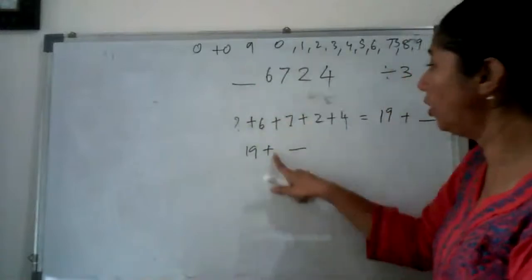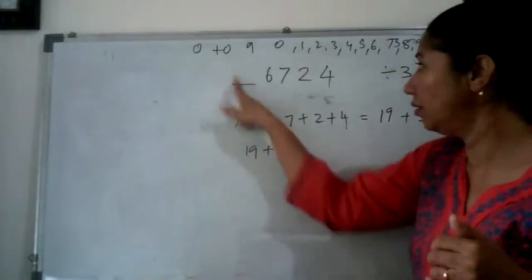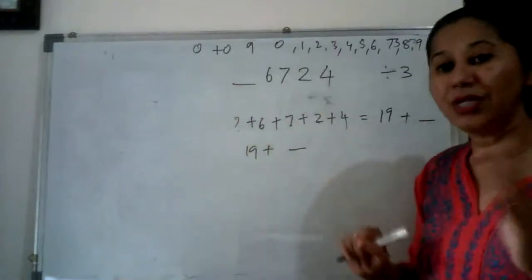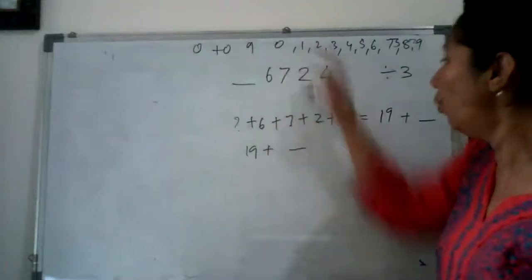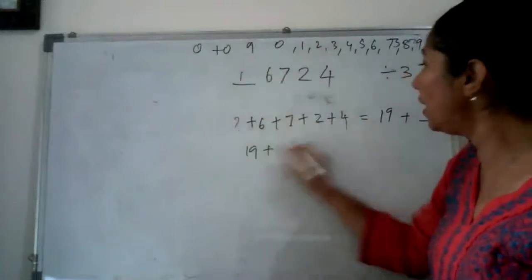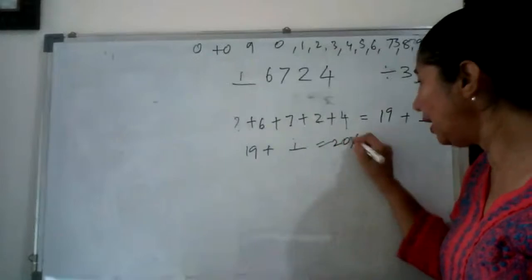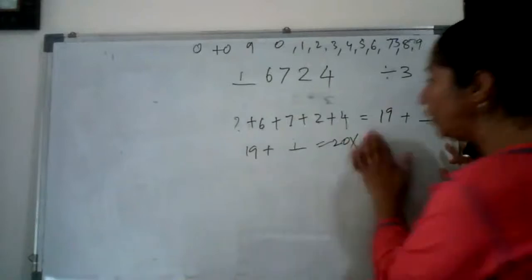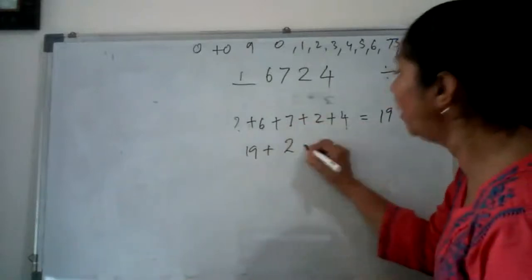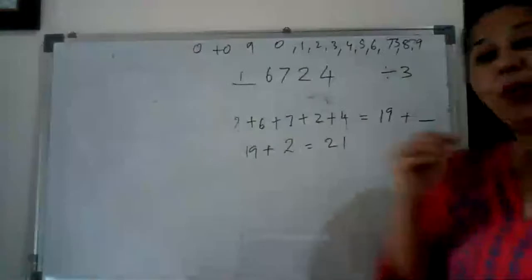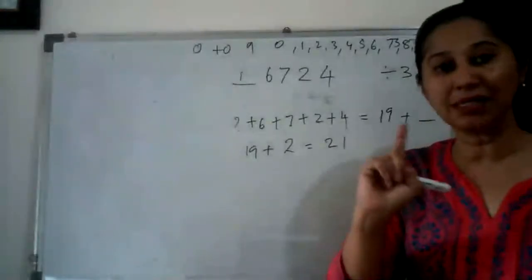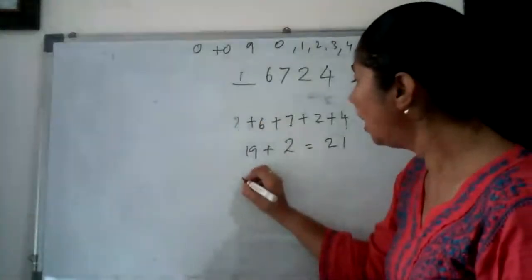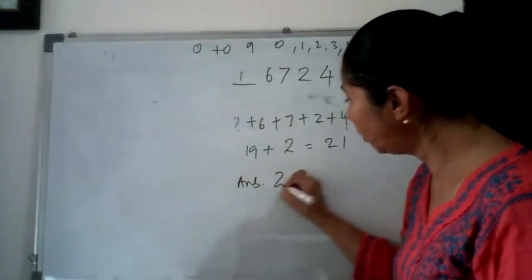So if I put 0, 19 plus 0, there will be 0 here. Naturally it is not possible because they have given a blank, and you know that 0 does not have any value. So we discard it. If I put 1 here, what will it become? 20. But again 20 does not come in 3's table, and we want the number to be divisible. So 20 also does not work. If I put 2 here, then I get 19 plus 2, 21. Now 21 comes in 3's table, right? So yes, here the answer is 2.